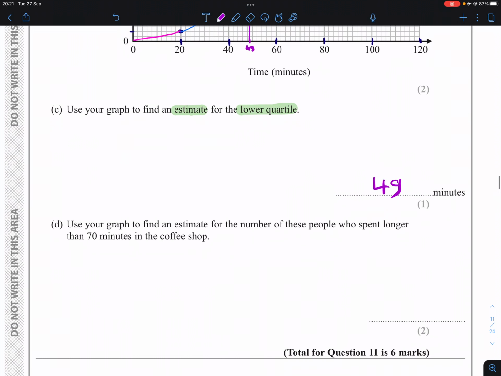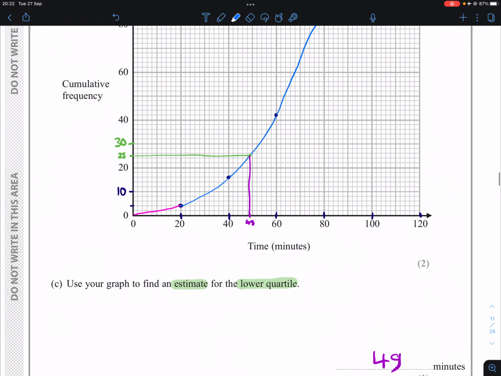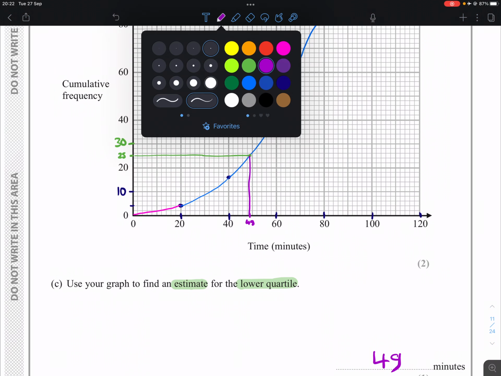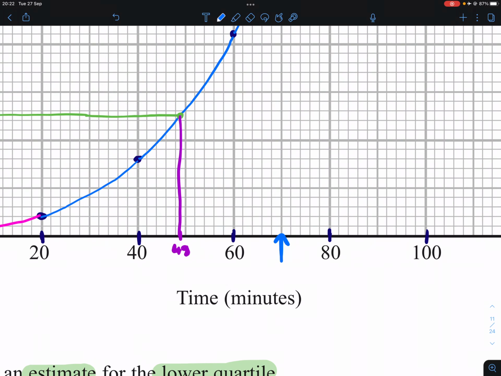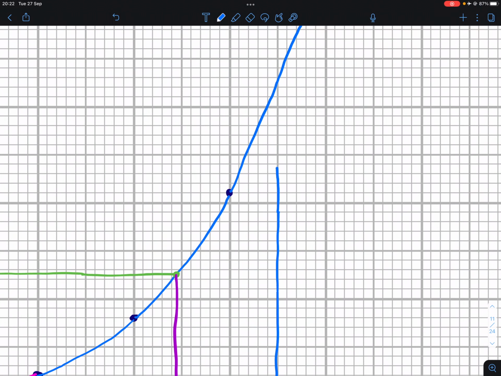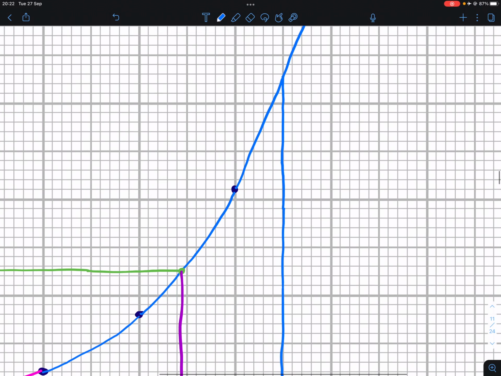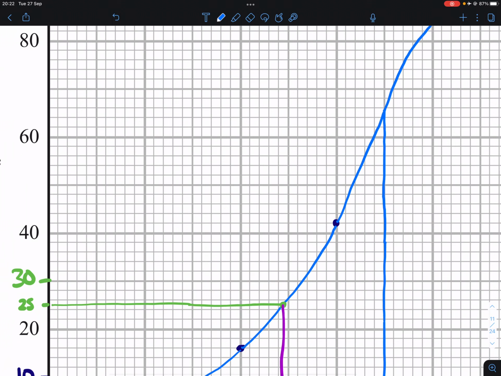Part D, use your graph to find an estimate, again, you've got a little bit of wiggle room, of the number of people who spent longer than 70 minutes in the coffee shop. So 70 minutes, we're going to be interested in here. That there is 70 minutes. So just zooming in, we are going to go up to our graph, hitting it there. Let's go along there. So based on that, that value there is 66.